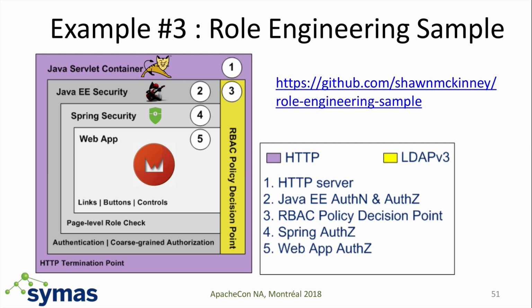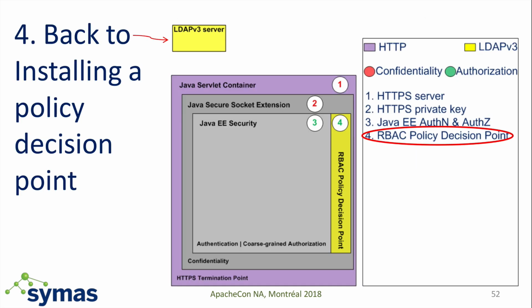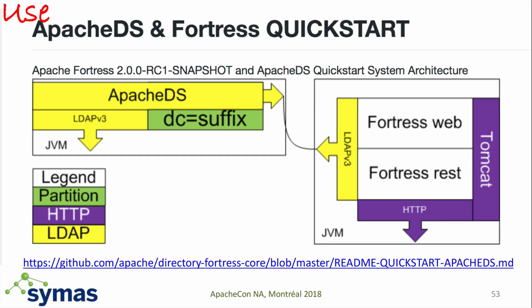So where was I before I got sidetracked on the Starship Enterprise? Oh, okay, so we're installing a policy decision point. All right, so how do we do that? Back to the Fortress project. Apache Fortress is the role-based access control implementation, and it uses what's called a directory server as the database to hold the data. Does everybody know what a directory server is, LDAP?